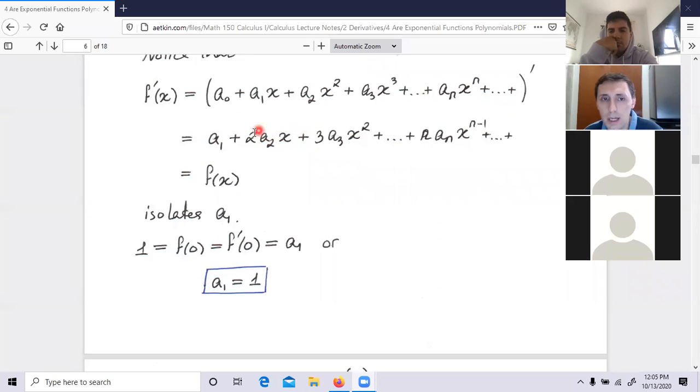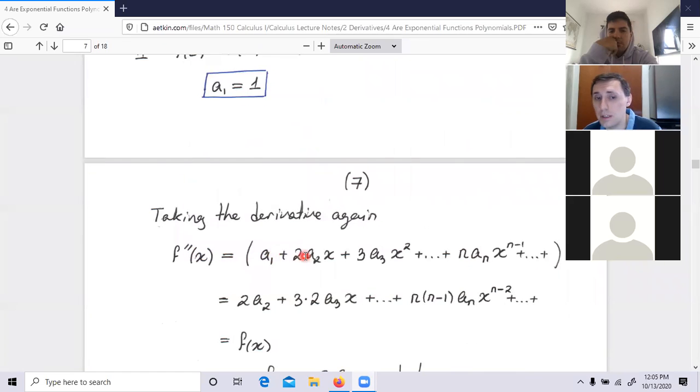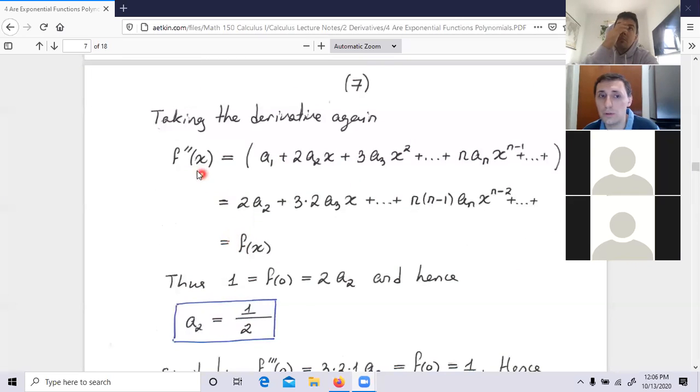Now I can continue with the same idea. Look at it, I want now to find a2. So I take one more derivative, and what happens? The a1 is now gone, and I have 2a2, and then this is 3 times 2 times a3. Do you see? Because we drop an extra power, right? We had 3 dropped, and now we have 2 dropped, and onwards. And that's also equal to f of x. So then I plug in 0. What do I have? I have 1 equal to 2 times a2, because when I plug in 0, everything is annihilated other than 2 times a2. But notice it's not a2 equal to 1, it's 1 equal to twice a2. So a2 is equal to 1 over 2. Are you with me?